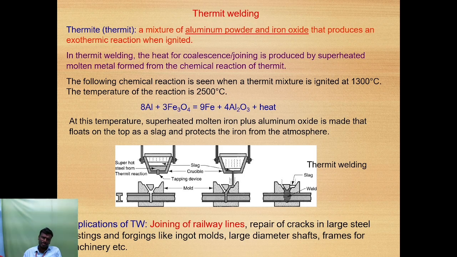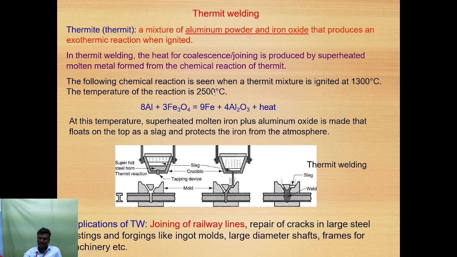Next, thermit welding. Thermit is a mixture of aluminum powder and iron oxide that produces an exothermic reaction when ignited. In thermit welding, the heat for joining is produced by superheated molten metal formed from the chemical reaction of thermite. At this temperature, superheated molten iron plus aluminum oxide is made, which floats on the top as a slag and protects the iron from the atmosphere.